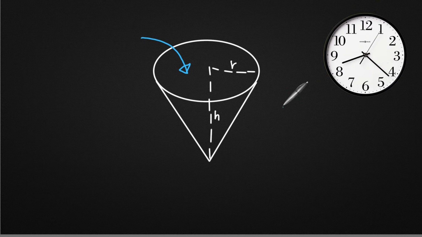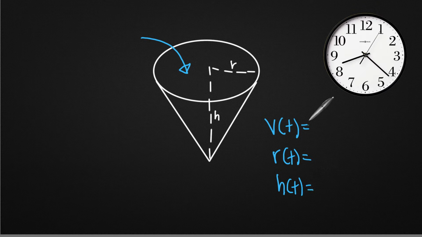As time is ticking, as the water level is rising, the volume is changing with respect to time. You could say that the radius of the level of the water is changing with respect to time. And you could also say that the height of the water is changing with respect to time.